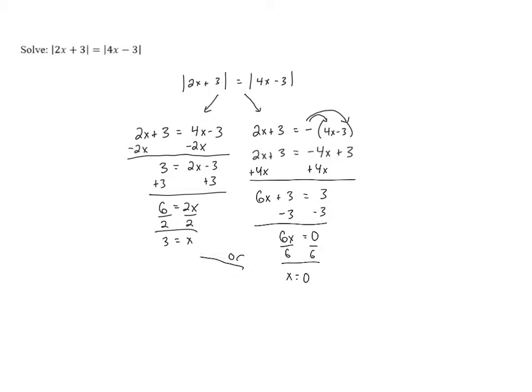So the two solutions we have for this absolute value equation are x equals 3 or x equals 0. If you plug either of those into the original absolute value equation and you evaluate, the first one, x equals 3, is going to give you the absolute value of 9 equals the absolute value of 9, which we know is true. And then if we plug in x equals 0, this is going to give us the absolute value of 3 equals the absolute value of -3, which we also know is true. So both of these end up being correct solutions to this absolute value equation.